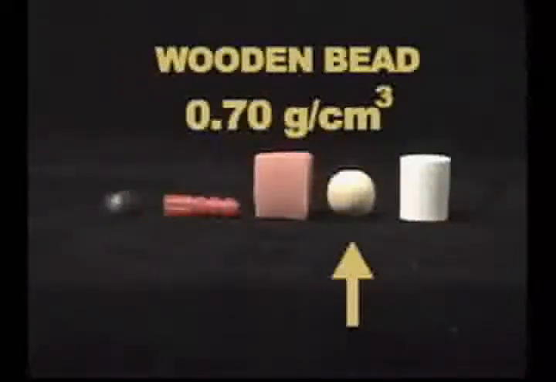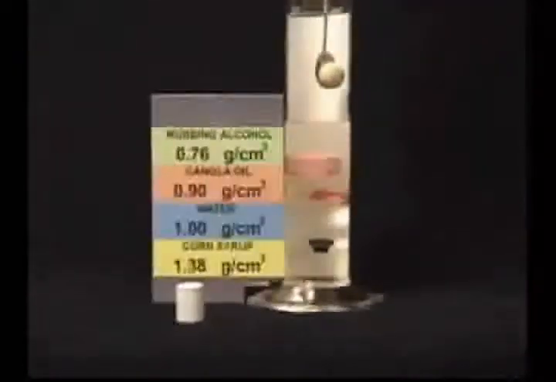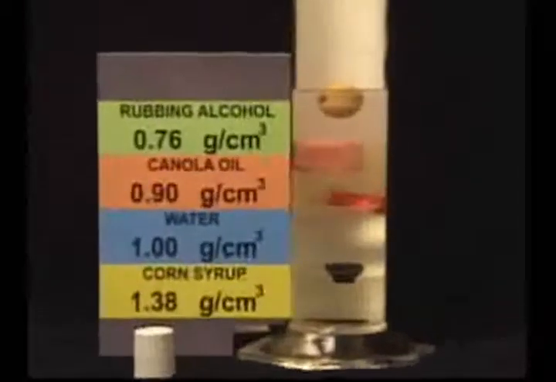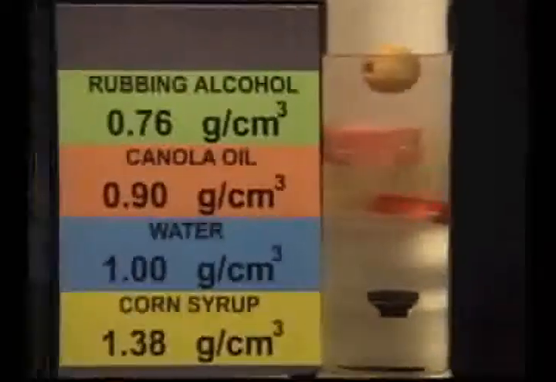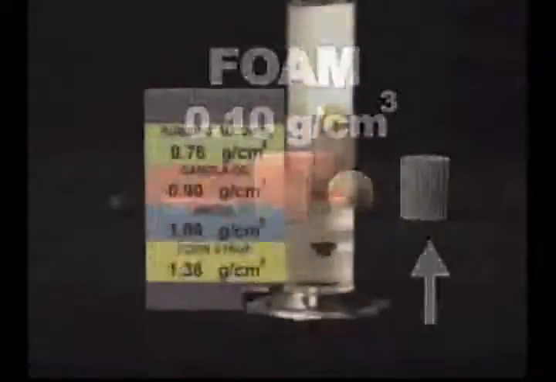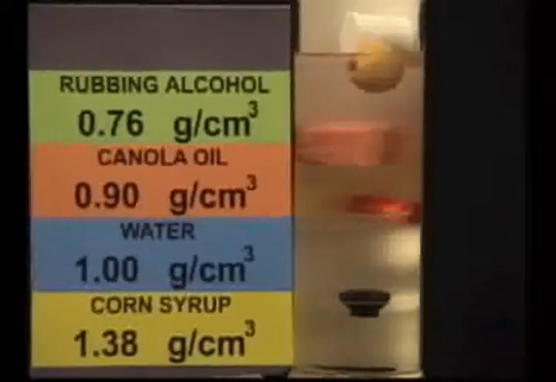The wooden bead's density is 0.70 grams per cubic centimeter, which is slightly less than the rubbing alcohol's density. As a result, it floats in the rubbing alcohol just beneath the surface. The foam's density is 0.10 grams per cubic centimeter, which is significantly less than the rubbing alcohol's density. Due to its low density, the foam floats at the very top of the rubbing alcohol's surface.